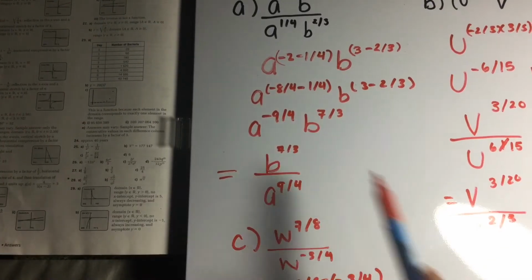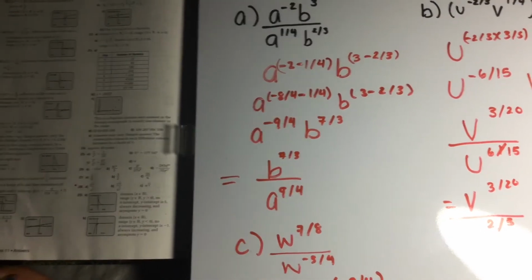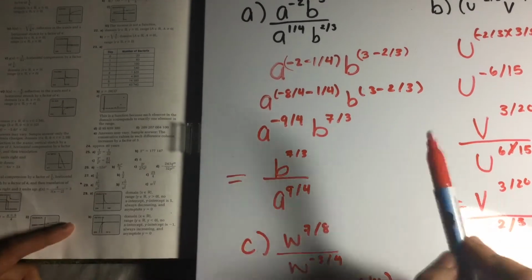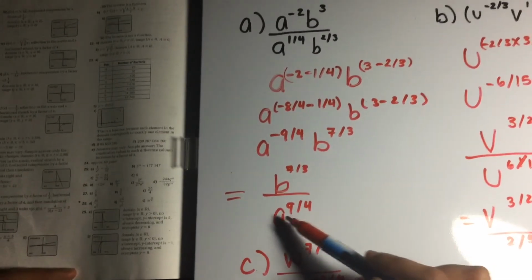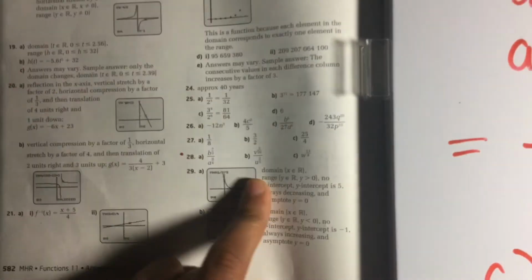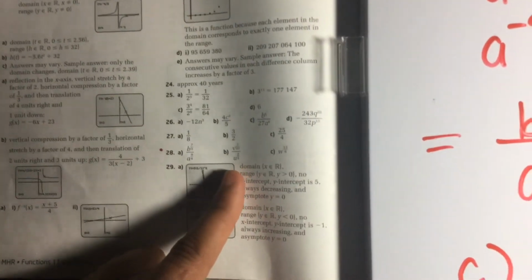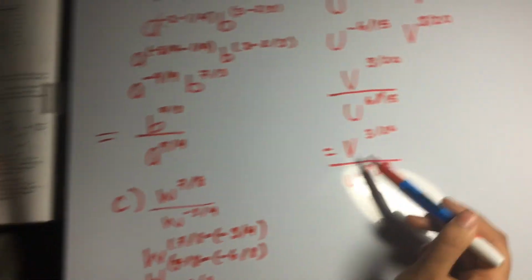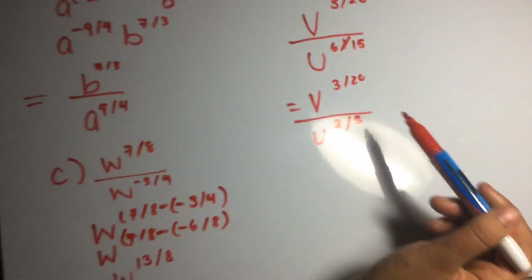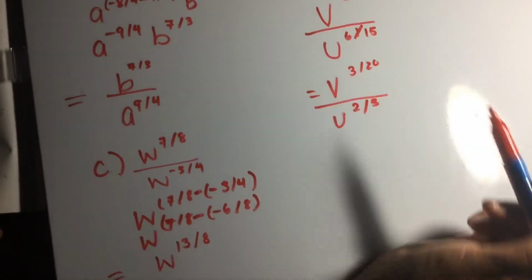In conclusion, we can check our answers with the textbook answers. For question A, our final answer was b to 7/3 all over a to 9/4, and that's what they got here, as you can see. For B, we have the same answer, b to the exponent of 3/20 all over u to the exponent of 2/5. And for the final one, it's w to the exponent of 13 over 8, which is what they got in the textbook.